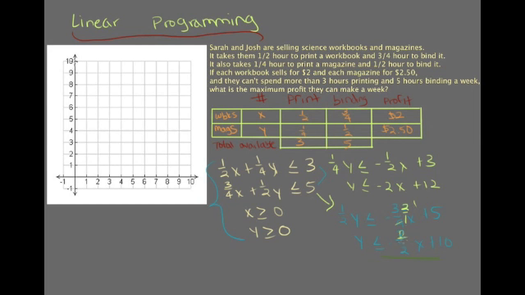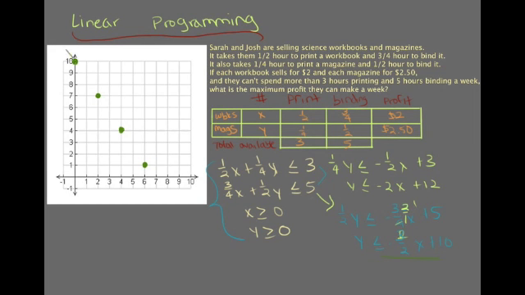So the y-intercept's at 10. And then -3 over 2. So 1, 2, 3 over 1, 2. And that should be enough. So if we graph our line, it should look like that.